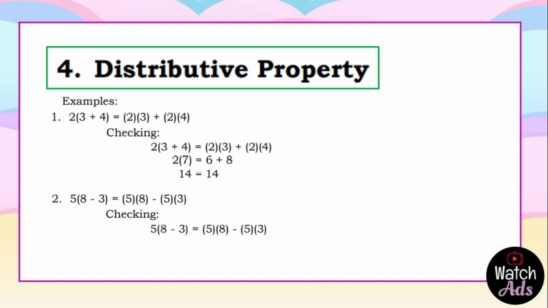To check, of course, on the left side of the equation, we subtract 8 minus 3 first before we multiply it by 5. That is 5 multiplied by 5. And on the right side of the equation, 5 multiplied by 8 is equal to 40 less 5 multiplied by 3, that is equal to 15. That gives us the same answer, that is 25. Now the distributive property is applicable in addition and subtraction.